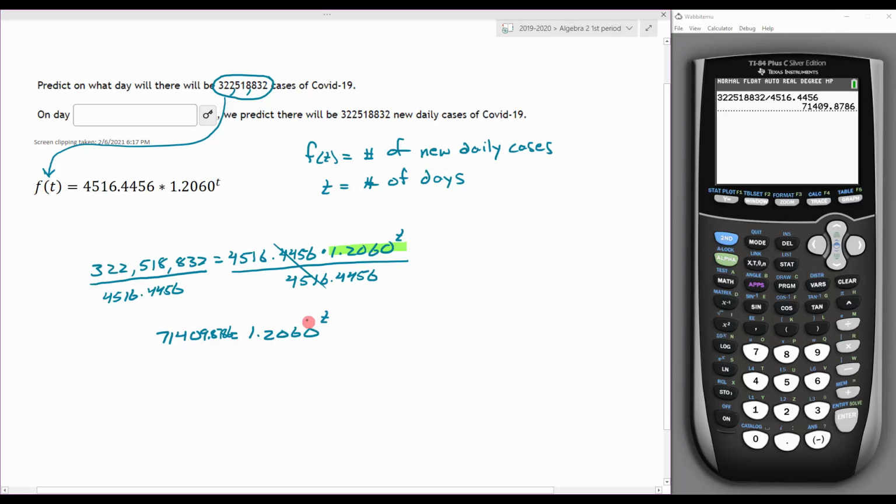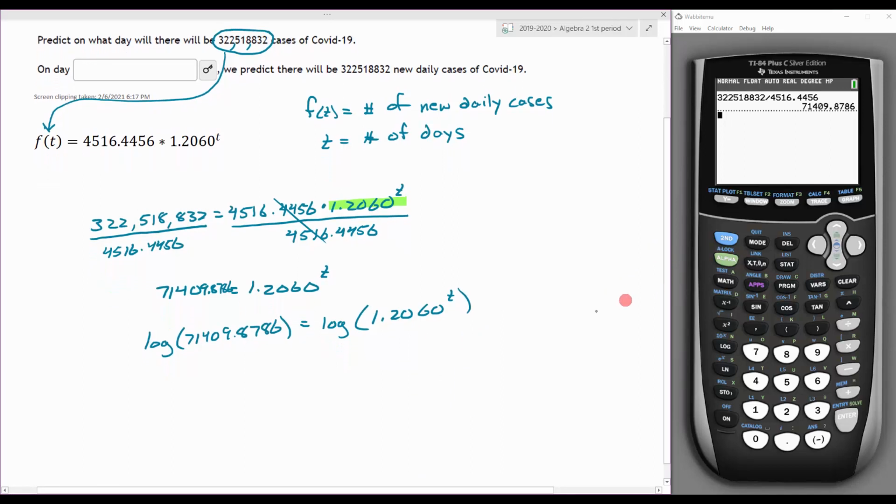So what I'm going to do now is use the log property here. I'm going to take the log of both sides of this equation. So I'm going to take the log of 71,409.8786 equals, and again, whatever I do on one side, I have to do on the other. So I'm going to say the log of 1.2060 raised to the t. Okay, so I just took the log of both sides. This should start looking familiar to you guys. We've done this before.